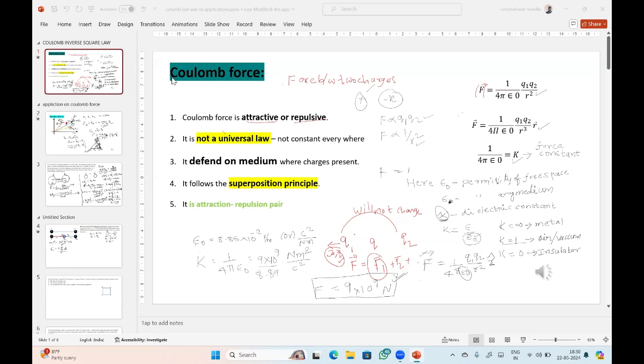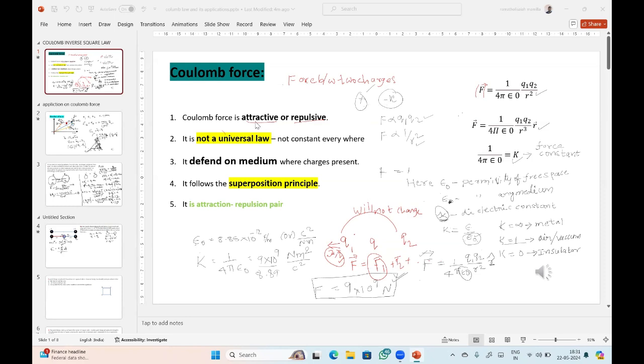Today I'm going to explain Coulomb's force. It is also called the inverse square law, the Coulomb force, the inverse square law. It explains the force between two charges. The charges can be either positive or negative; both can be positive, or both can be negative.